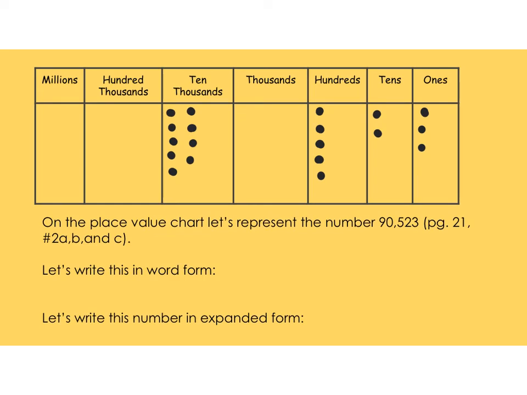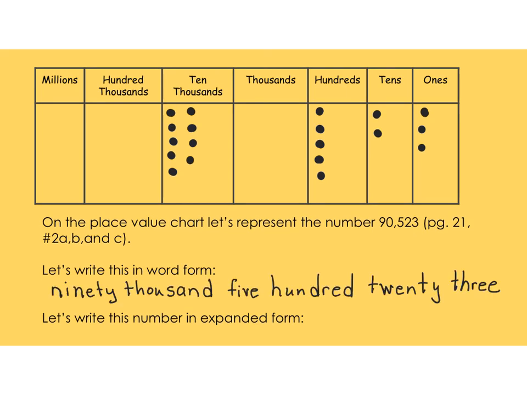Okay, now we're going to write this in word form. Remember, word form is not unit form. Unit form would be the number and the unit. Word form is we write this the way we would say it. We write out the words that we would say to say this number. So let's do that. So here's the word form. I would actually say this number, 90,523. So that's how I wrote it in word form.